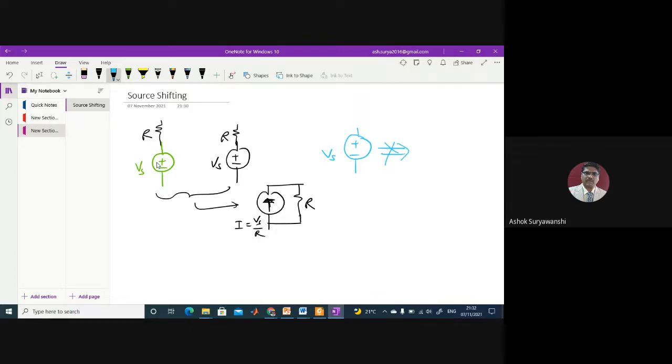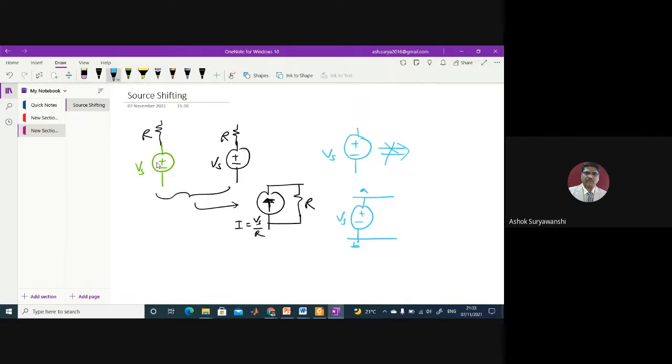So whenever you come across a situation where, in a particular branch, like for example this branch A and B, there is a voltage source Vs alone, meaning it is an ideal voltage source, then you have to shift this source, and only then can you transform that particular one. So we'll see one example on this.